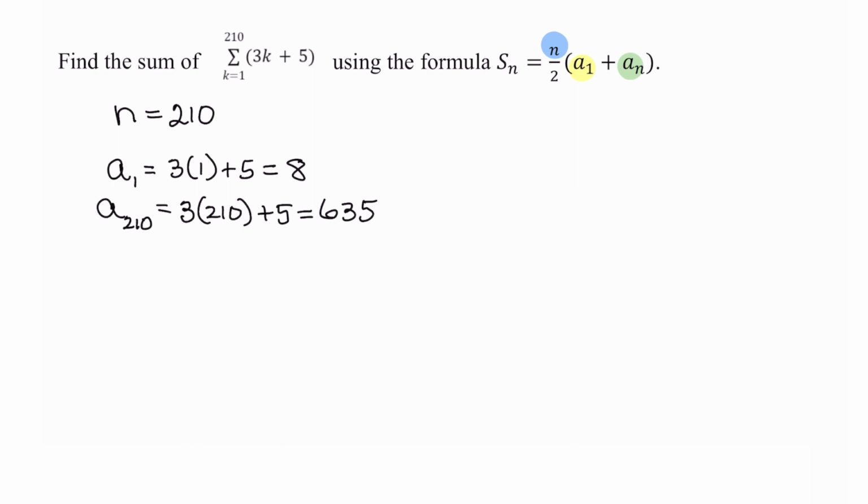So here we have our S sub 210 is equal to 210 divided by 2. So again, that is our value of n, times our a sub 1, which is 8, plus our a sub n, which is 635.